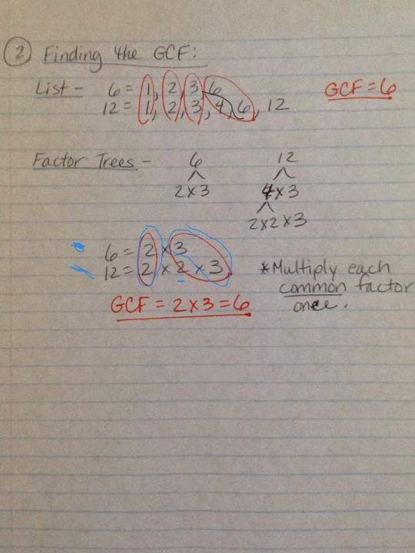So they only have 2 in common once, so I'm going to multiply 2. And they only have 3 in common once, so I'm going to multiply that one time. So 2 times 3 equals 6. And my greatest common factor is 6. And you can see that whether I use the list method or the factor tree method, I get the same greatest common factor. The list method works. However, when you get bigger numbers, more difficult problems, the list method can take a long time. It can often save time to use the factor tree method to help you find the GCF.